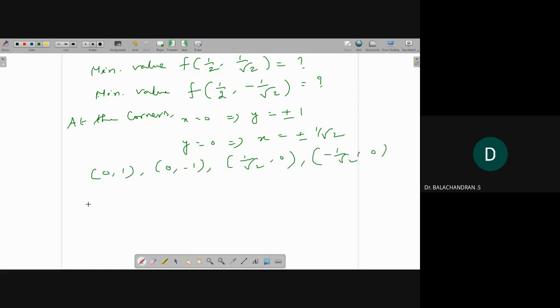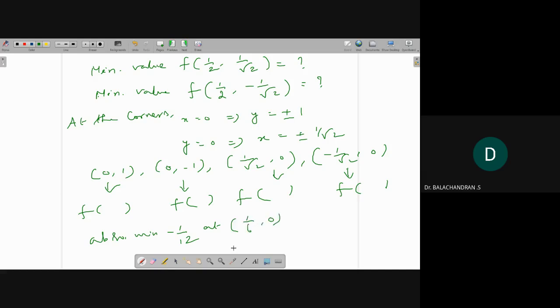So your work is you should find the f value at each of the points. Okay, and then I'll give the final answer. The given function has the absolute minimum value of minus 1 by 12 at the point 1 by 6 comma 0. I think this is a stationary point.